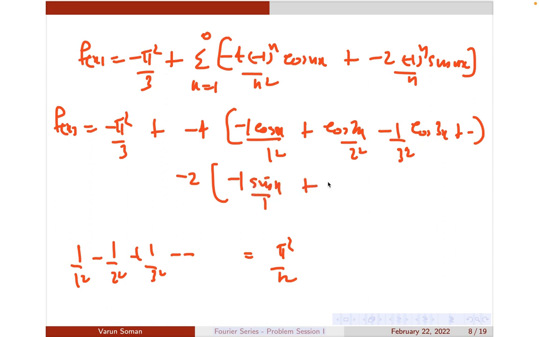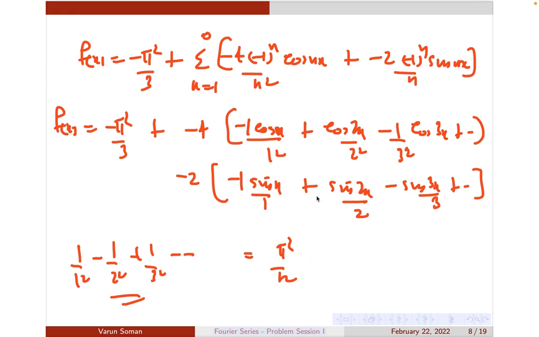Again plus sine 2x by 2 minus sine 3x by 3 plus etc. So I need to get this expression. If you compare these expressions, you can see that only terms involving 1 by 1 square, 1 by 2 square and 1 by 3 square are there. So this term would be coming out here, and this term would not be present. So you have to make this 0.